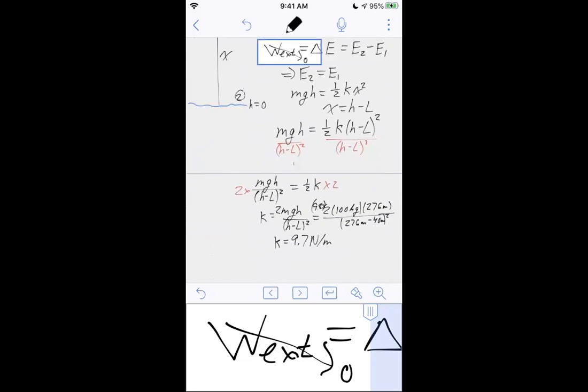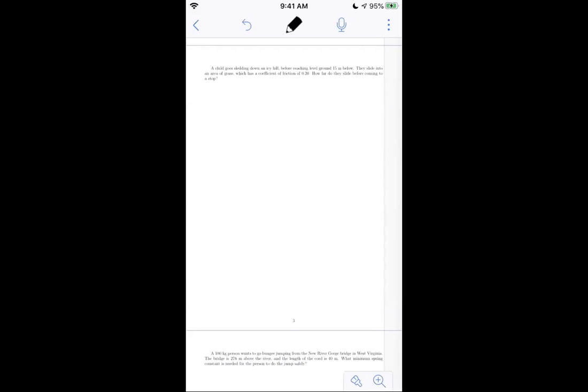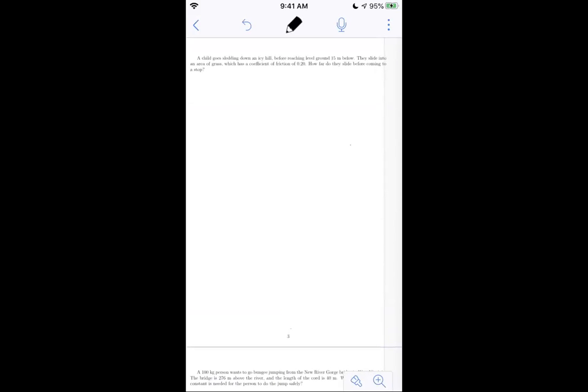But that leads nicely into the next example, which is blurry at this point. Hopefully it will clear up. There we go. Okay, so here we have a child who goes sledding down an icy hill before reaching level ground 15 meters below. They slide into an area of grass which has a coefficient of friction of 0.20. How far do they slide before coming to a stop?